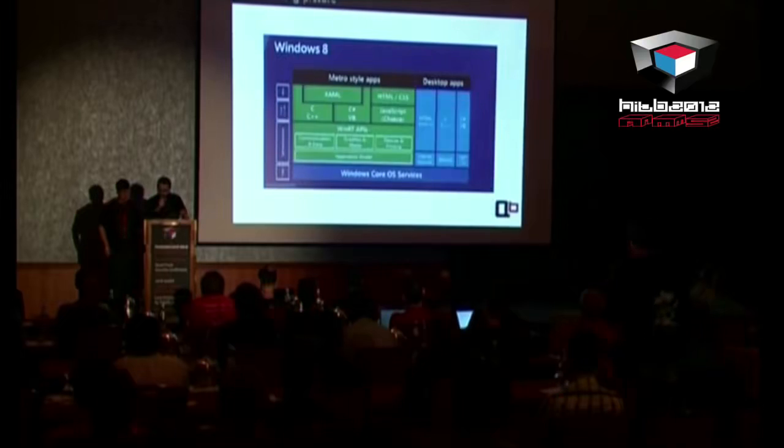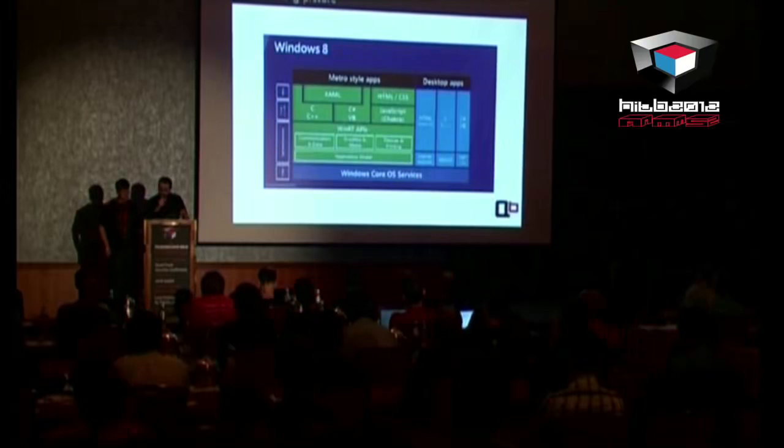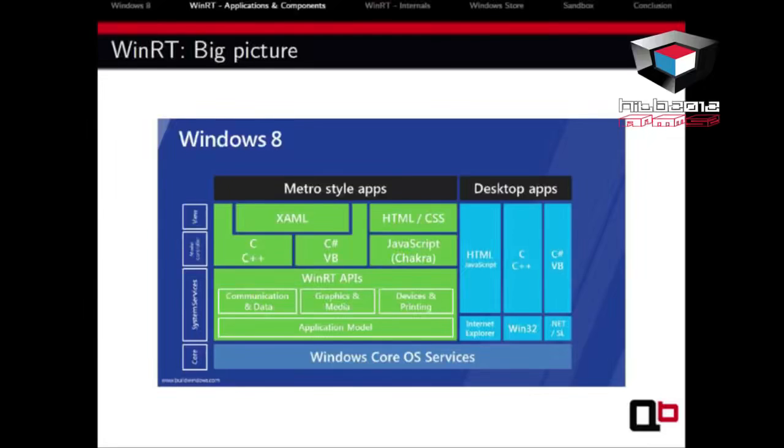One thing that is important is that in this slide you can see that Win32 is at the base of the desktop applications, but in fact Win32 is still at the base of Metro style applications. It's really still at the core of WinRT. It's also used with the component object model.